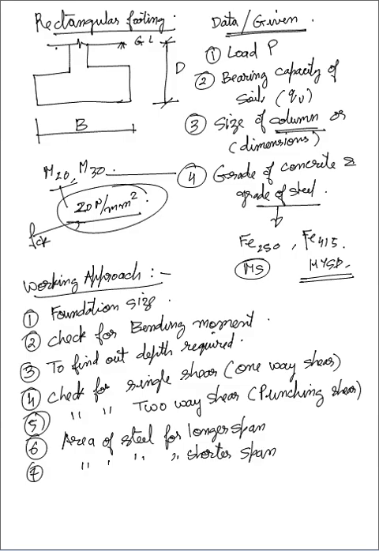Longer span and shorter span means we know it is a rectangle. In plan it is a rectangle. Suppose this is your L, so this is the longer span. What steel is provided in the longer span, that we have to find out. And this is your width B, so this is along the shorter span. So these are the 7 steps which we need to follow. One by one we will see these steps.